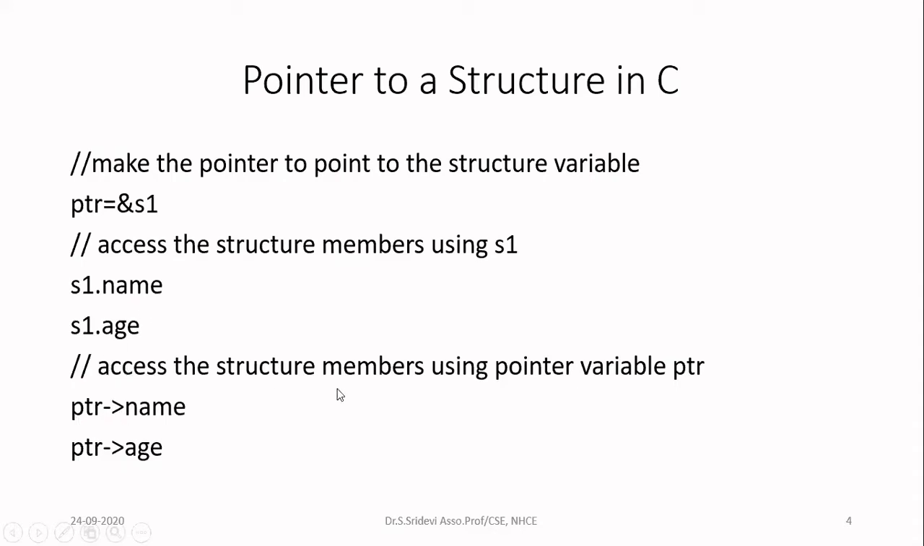Okay, so use the PTR, it is a pointer, then type the arrow symbol, then whatever member you want to access, give the name of the member. Here I want to access name. Then I want to access age. So I will write PTR arrow age.